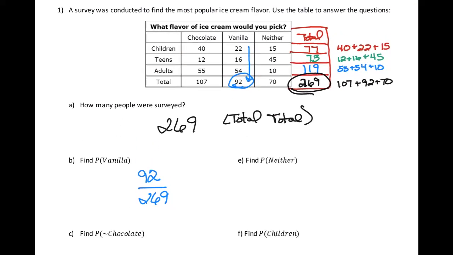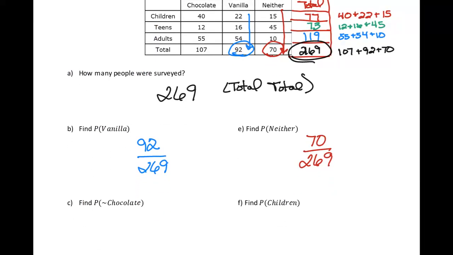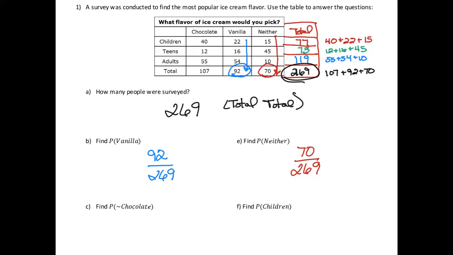All right. Let's go to E. I know it's E, but let's go to it because it's next. What is the probability that they did not like either chocolate or vanilla? Well, let's see. Neither. Find that total for neither. That is 70 over 269. And these, it's kind of hard to tell if we could simplify these, so I'm not as worried about that right now.